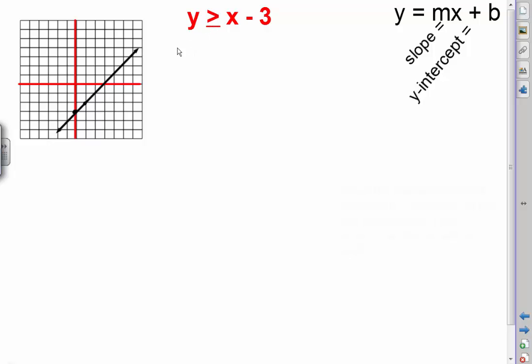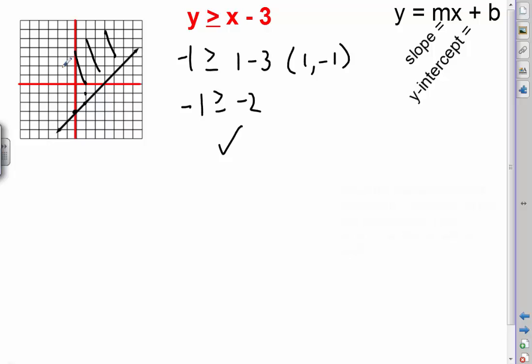Now we choose a point to test. Let's choose one that is close to the line. So let's choose 1, -1. We choose -1 for y is greater than or equal to 1 minus 3. So that gives us -1 is greater than or equal to -2. Is that true? Yes, it is. So we shade that side.